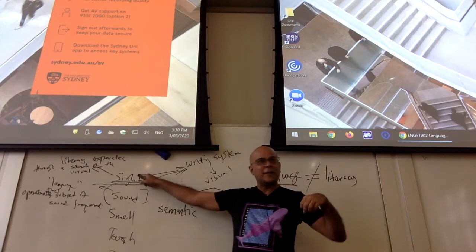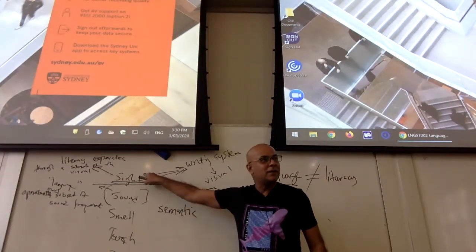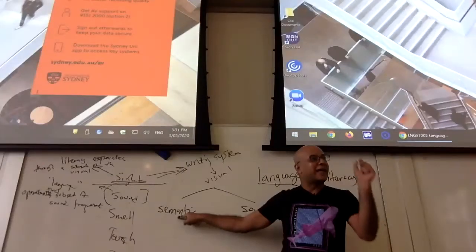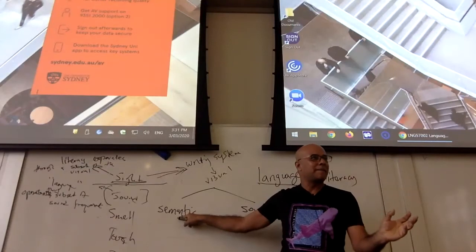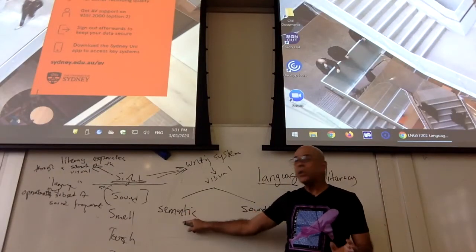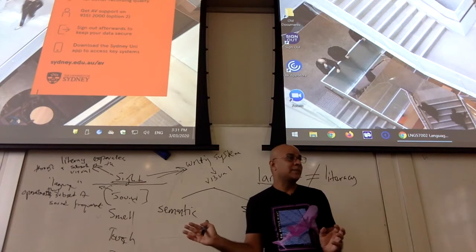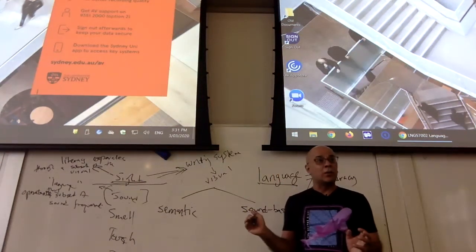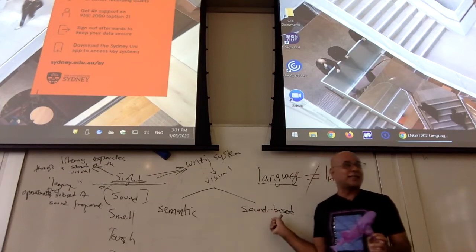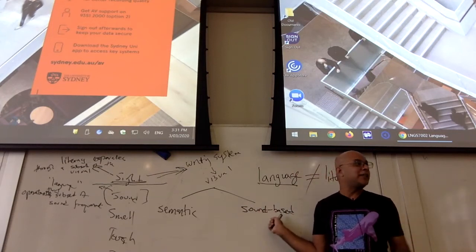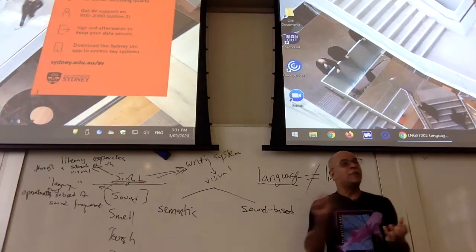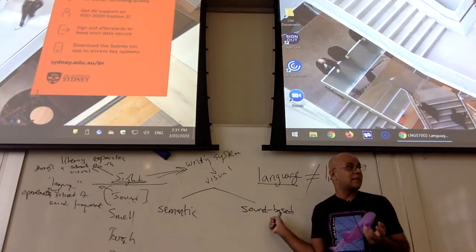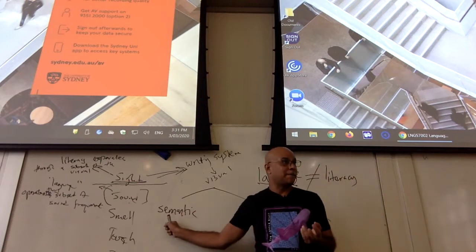Because the Chinese writing system uses sight and it uses semantics. So a character represents a meaning, which is not the case with most other languages. Most other languages in the world use a sound-based script, like English, like Spanish, right? Like Korean, or like Japanese, right? They all use sound-based systems, not meaning-based systems.